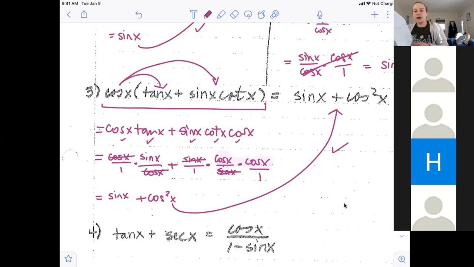All right, the next two problems have some fractions involved, so those become a little bit more tricky. But the first three were pretty easy. Anybody have any questions on those first three?